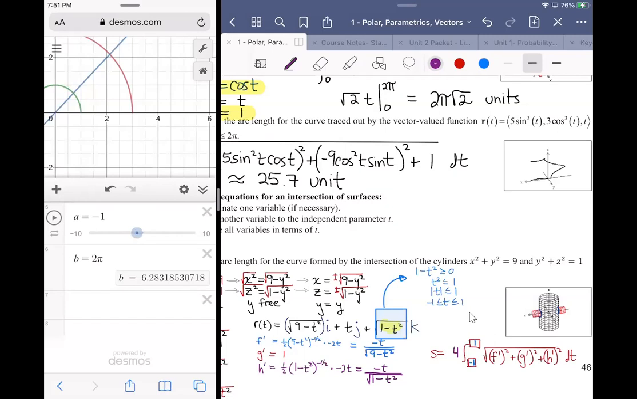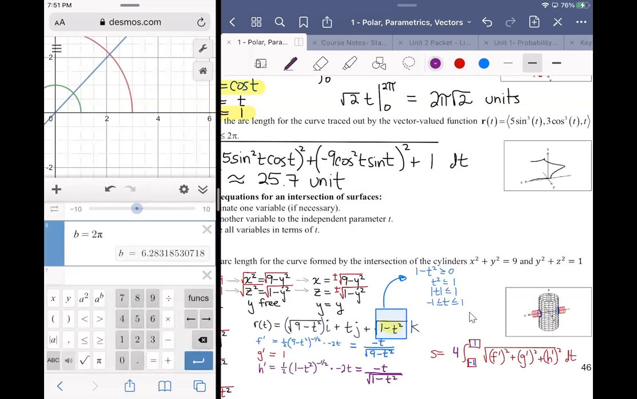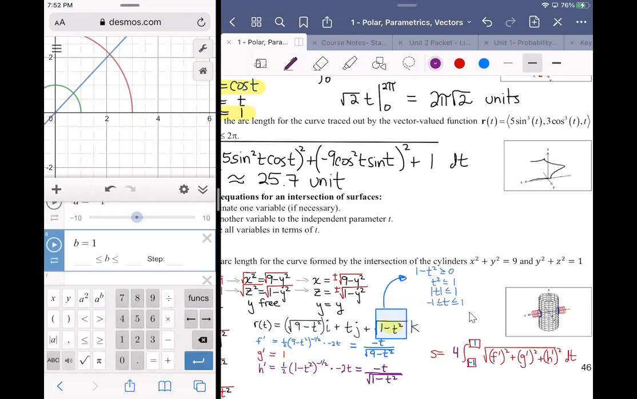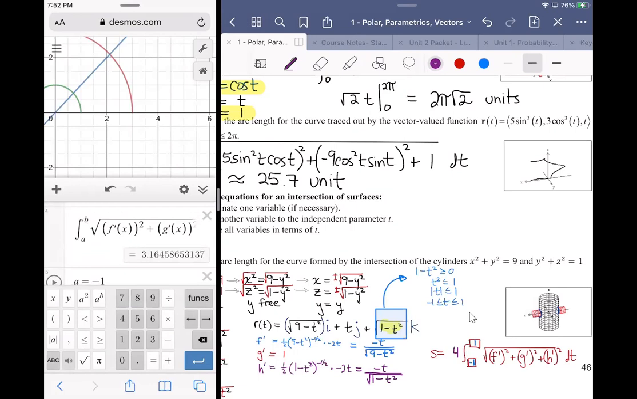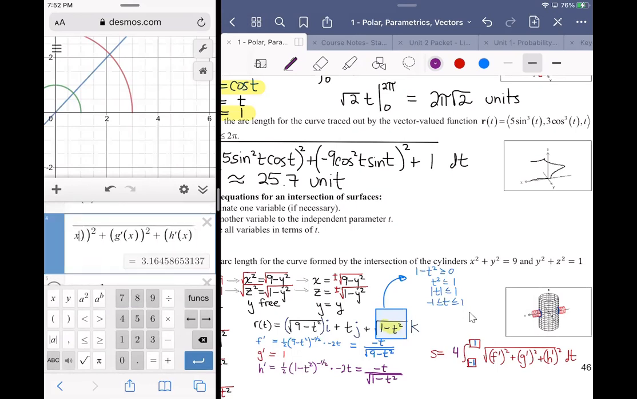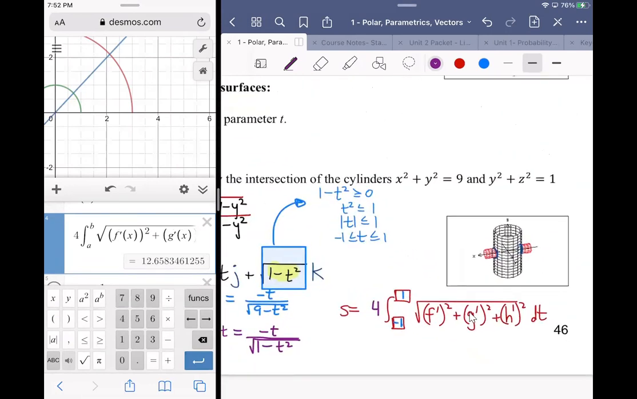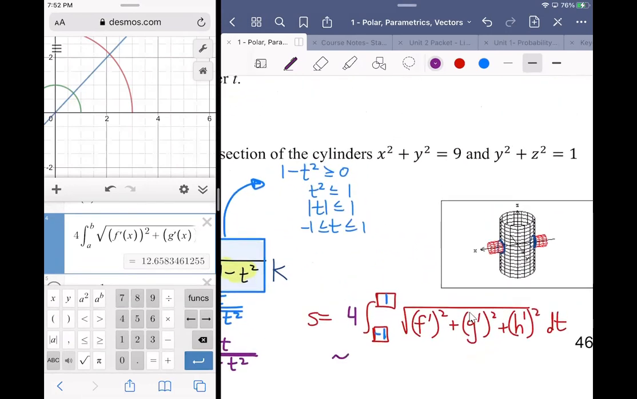I try to use the sliders, but my fat fingers don't always allow for it. So I'll just type this in as a 1. So I got 3.16 blah, blah, blah, but I need 4 times that. So what I'll do is I'll just go back to the beginning on this one. We got everything the way we want. I'm just going to pop in a 4 there temporarily, because again, I want to save this line of commands for future use. So my S is going to be about 12.7 units.